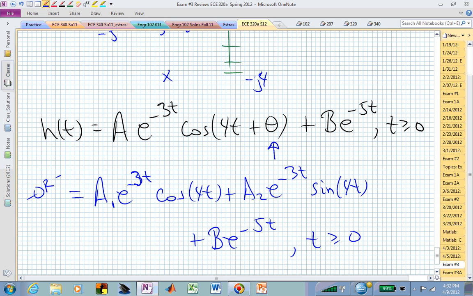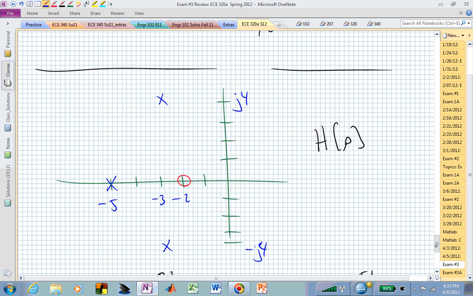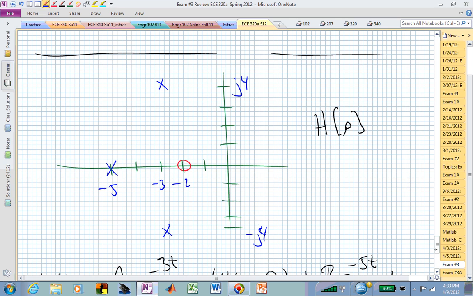Is this system, just given the pole zero diagram, stable? Yes, because all the poles are in the left half plane.